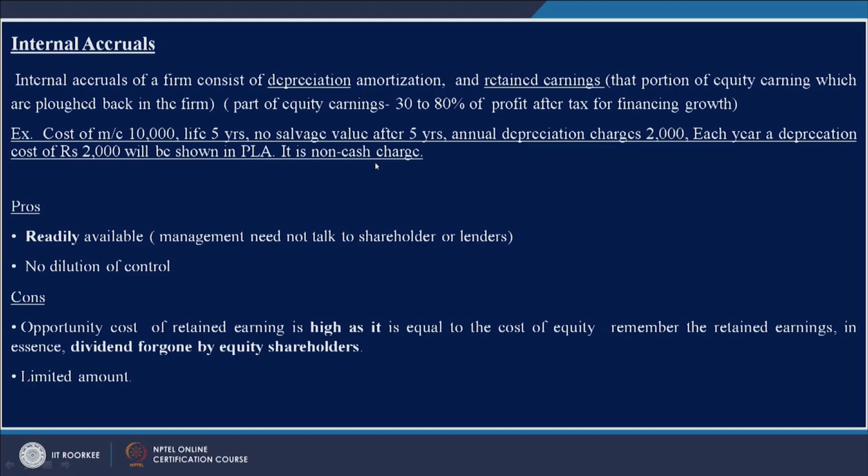So, there are some pros and cons of this particular source, internal accruals. The pro is that it is readily available, right, and the management need not talk to shareholders. One of the cons is that it is a limited amount. Then the opportunity cost of retained earning is high, as it is equal to the cost of equity. Remember, as I said, retained earning in a sense is dividend foregone by equity shareholders, right. So, this is internal accruals.